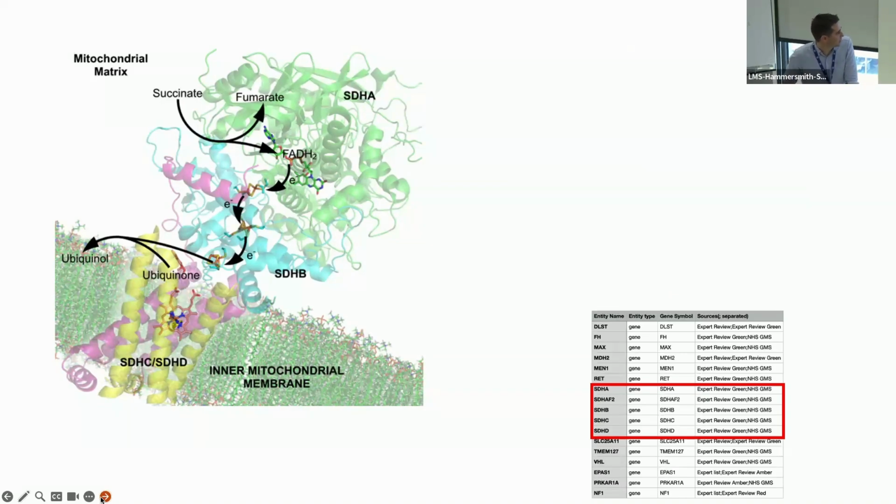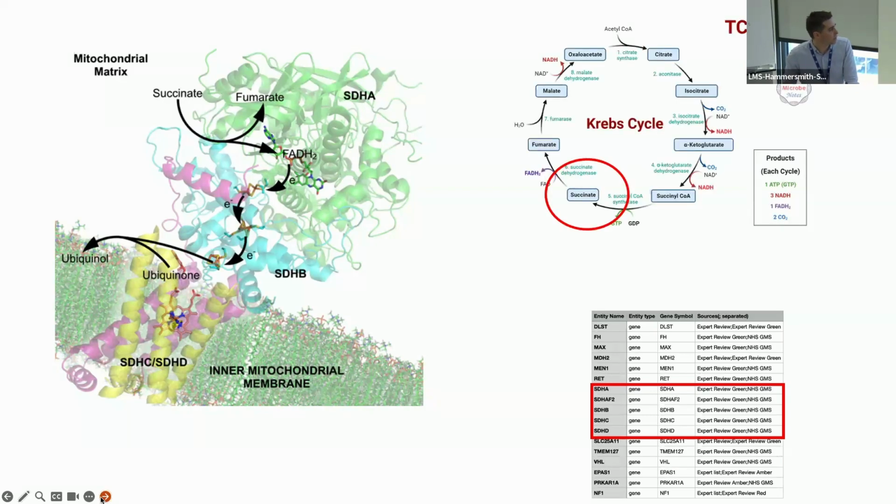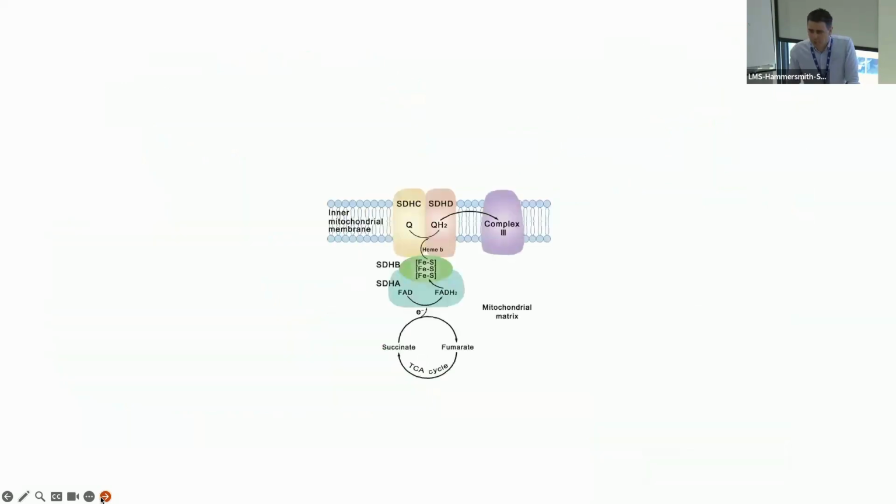So succinate dehydrogenase is a 4 subunit transmembrane protein or enzyme that lives in the inner mitochondrial membrane. It has a role in mitochondrial energy production, more specifically, it converts succinate to fumarate within the Krebs cycle. We don't fully know why, but when there are defects in any one of these subunits, that leads to the development of PPGLs.